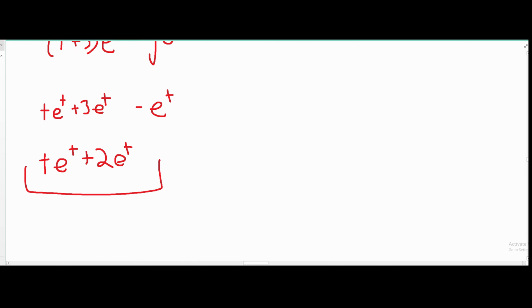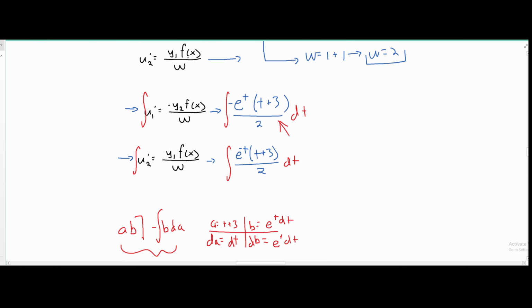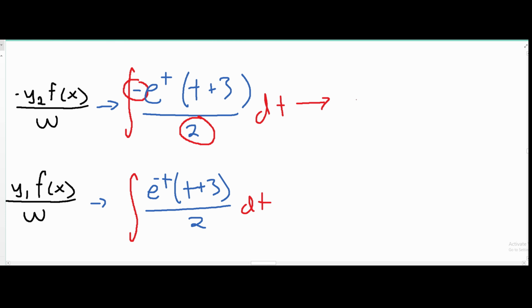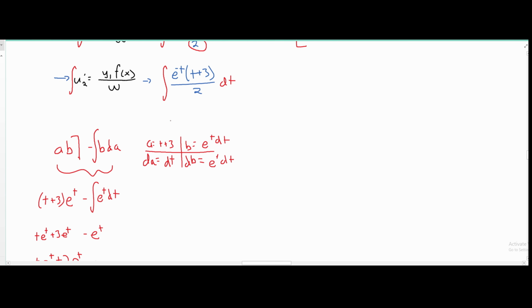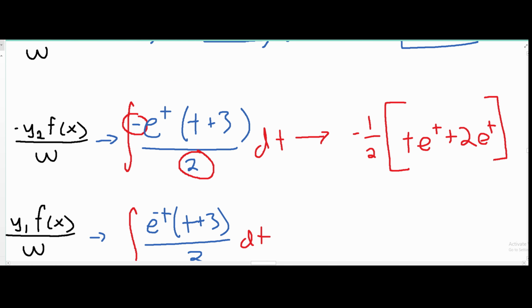Now we have to plug this back into this, because we still have a negative and a 2. From here, we can move the constants out of the integral. So we're going to have negative half. And our integral was just e to the t times t plus 3. So we're going to have to plug this in. This is what we get.